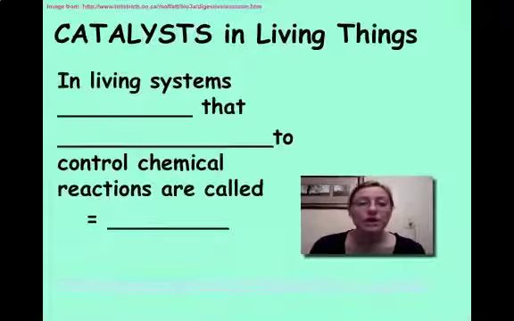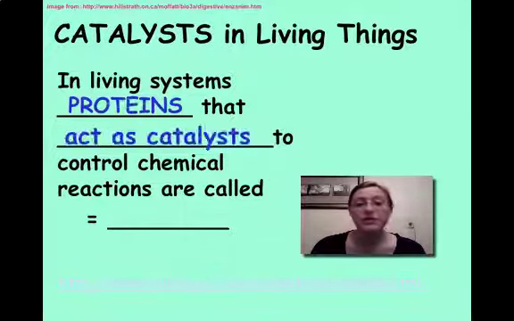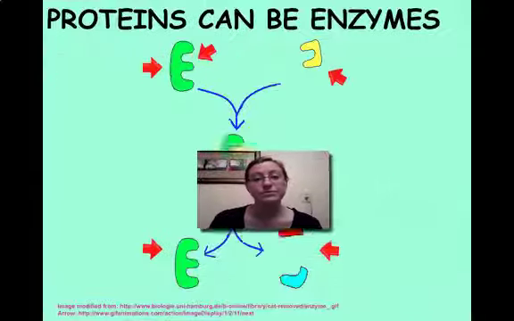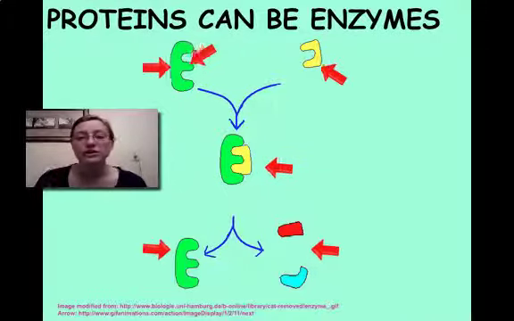Okay? So that's what a catalyst does, speeds up chemical reactions. And in living things, there are proteins that act as catalysts, and we call these things enzymes. And so that's what this entire PowerPoint is about. So an enzyme is an example of a catalyst, and all enzymes are proteins. So let's just take a look at a little diagram here.